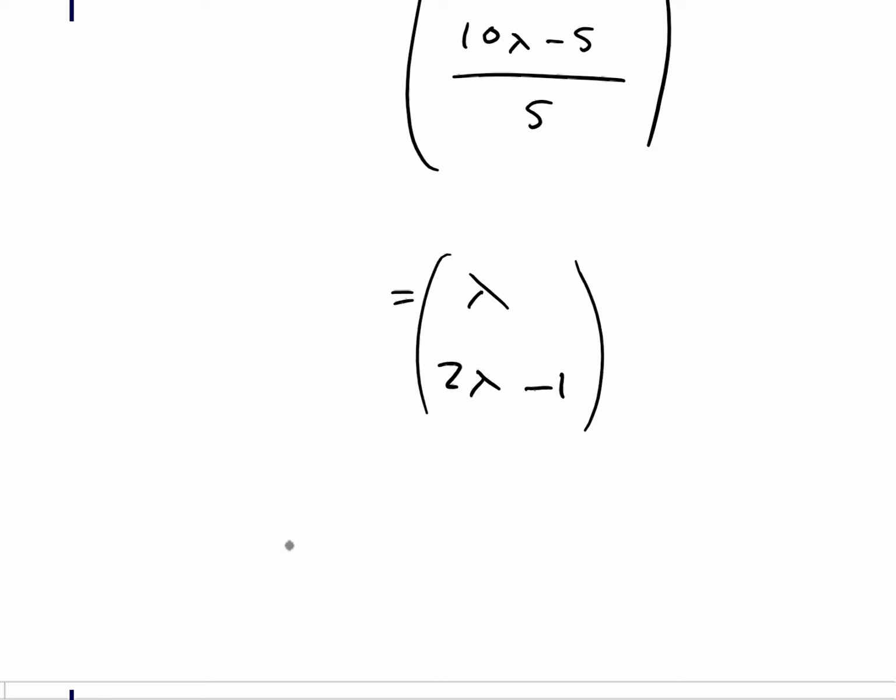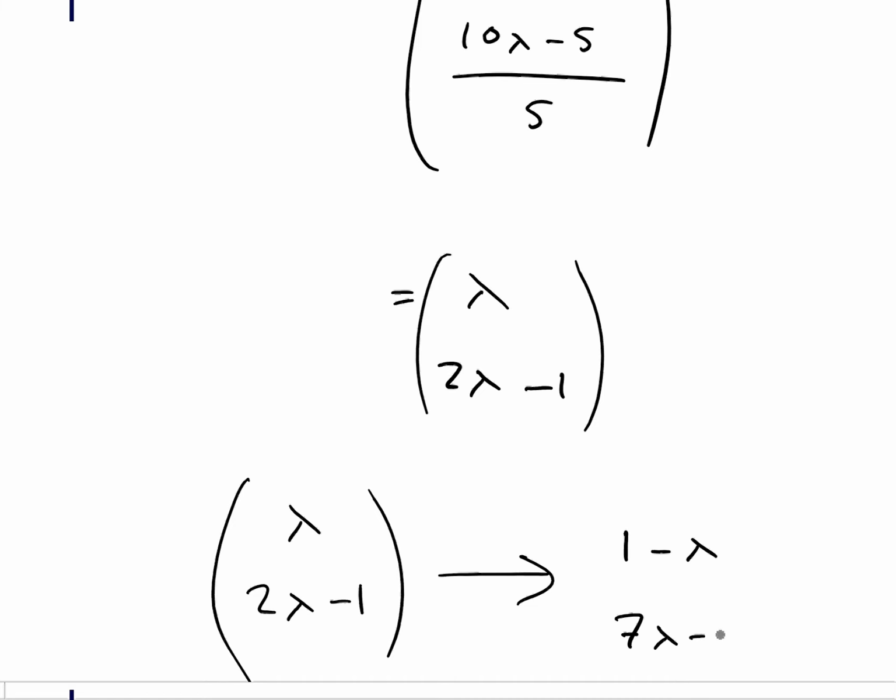So in other words, you don't have to write this in the exam. These coordinates map to the B coordinates of 1 minus lambda, 7 lambda minus 2 by the transformation matrix Y.